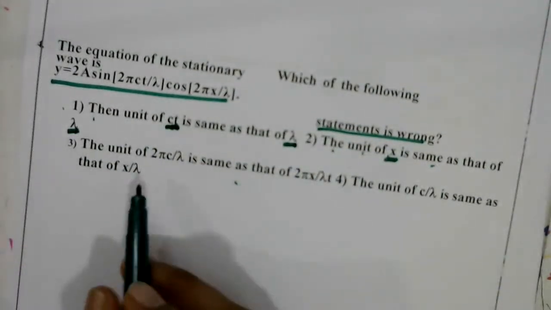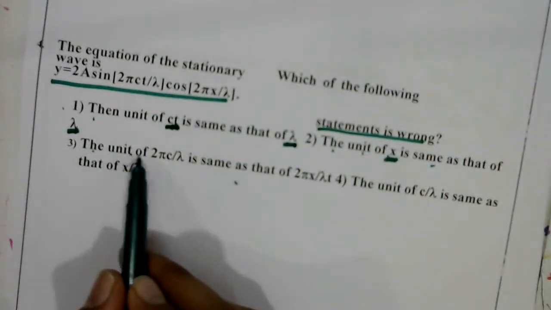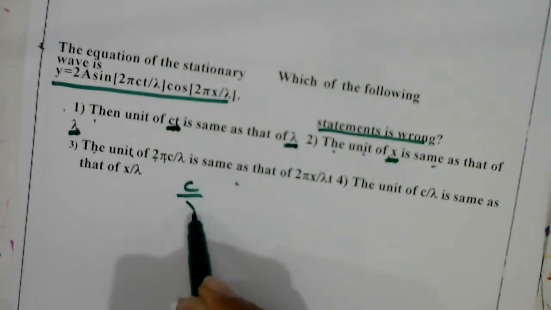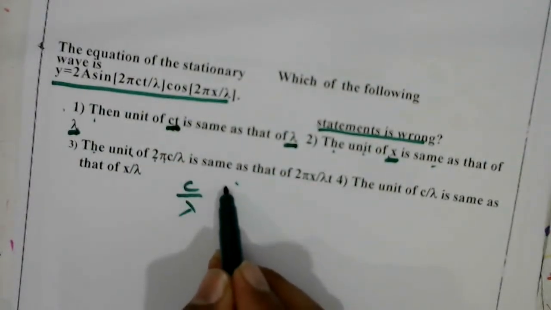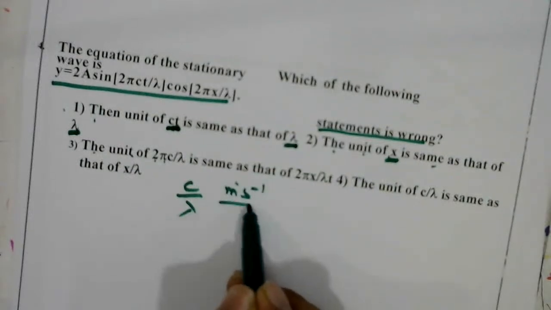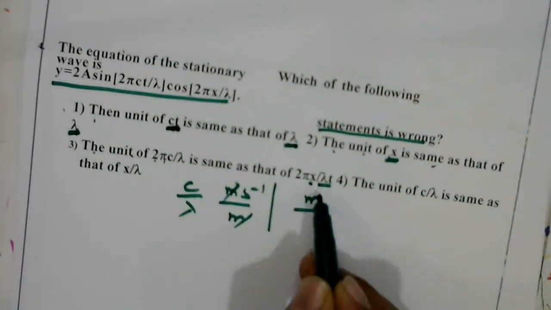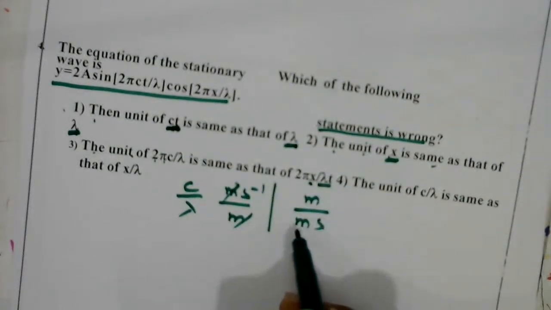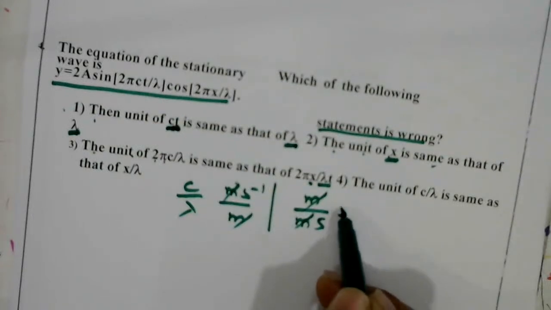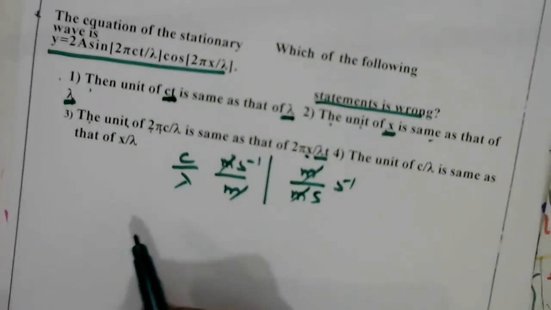So you have to check the wrong statement here. The unit of 2 pi c by lambda. C by lambda is what? Meter per second divided by meter. It is per second. What about x by lambda t? X is meter, lambda is meter, time is second. Meter gets cancelled. Per second. Yes, correct. Both are correct.